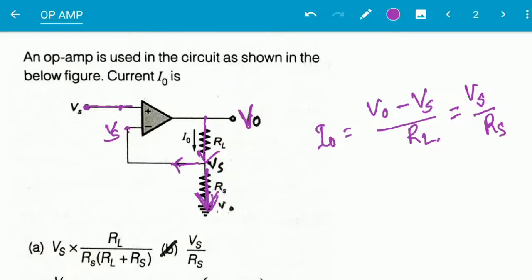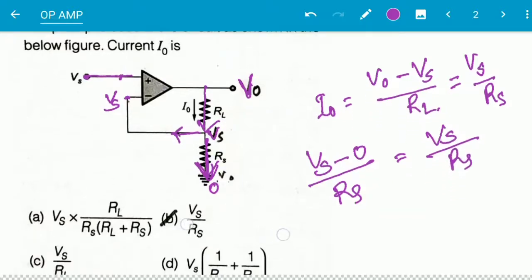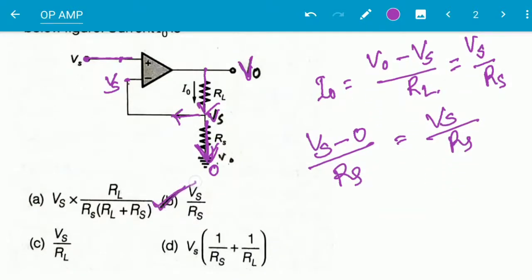And what is this current? Vs minus 0, since the potential is ground, by Rs. So this is equal to Vs by Rs. The option given is Vs by Rs.